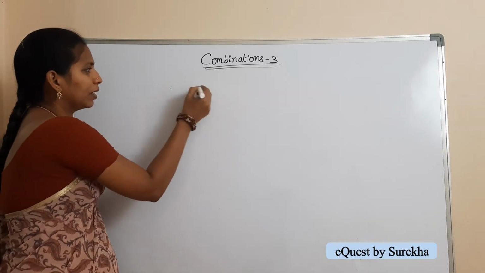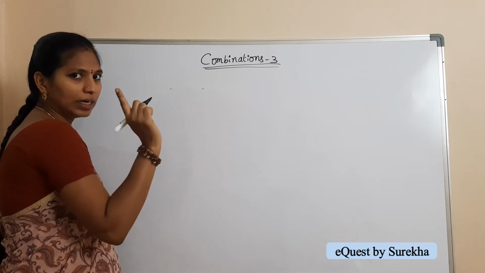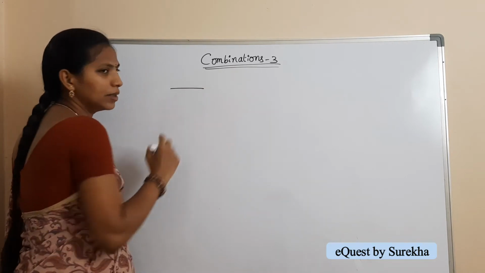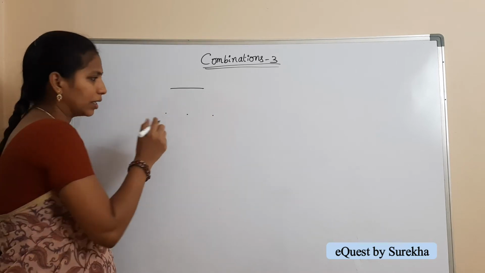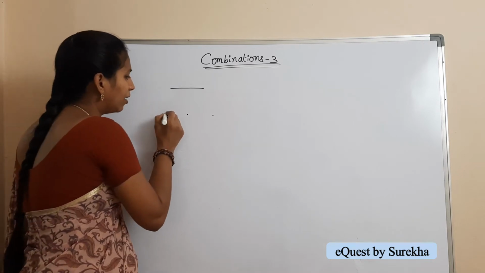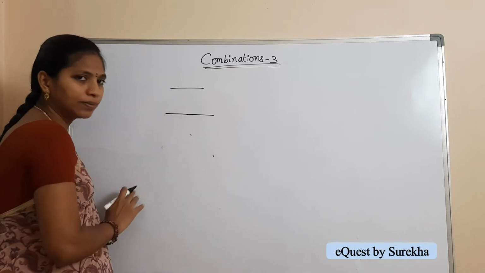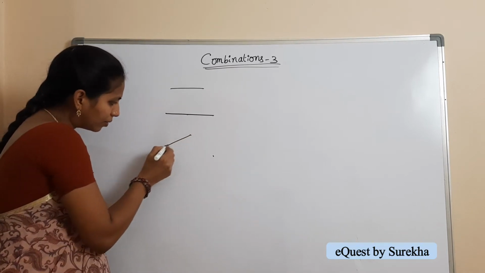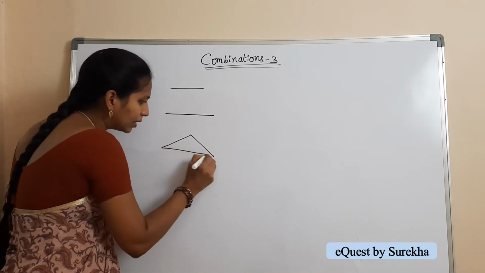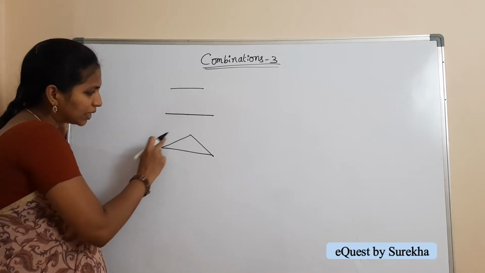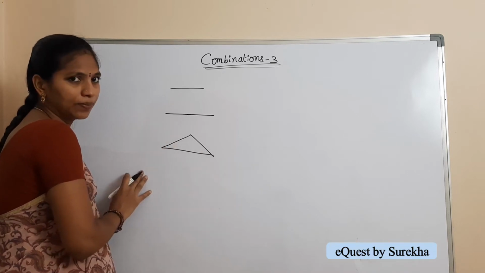Now see, here there are 2 points. By using these 2 points, we can draw only one straight line. But suppose these are 3 points. By using these 3 points, we can draw only one straight line, if the 3 points are like this. Suppose the 3 points are like this, then we can draw one straight line and a second straight line. And here this is the third straight line. By using these 3 points, we can draw 3 straight lines.